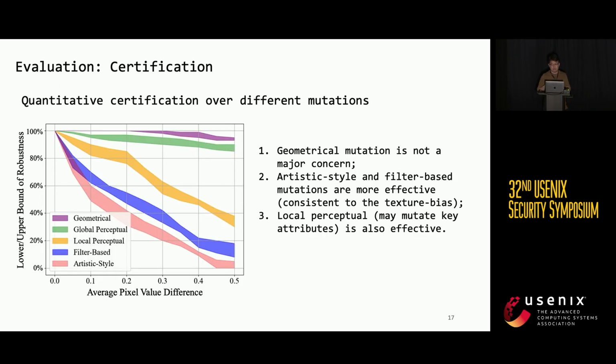We also perform certification over different types of mutations and study how they affect the neural network's robustness. In general, geometrical mutation is not a major concern to modern well-trained neural networks. And artistic style transfer and filter-based mutations are very effective to change a neural network's prediction. This result is actually consistent with observations in some machine learning studies, which pointed out that modern neural networks are biased to textures in images. That is, these neural networks usually rely on textures to make predictions. And artistic style transfer and filter-based mutations change textures in images. And also local mutations are effective to flip a neural network's prediction because they usually change some key local attributes.